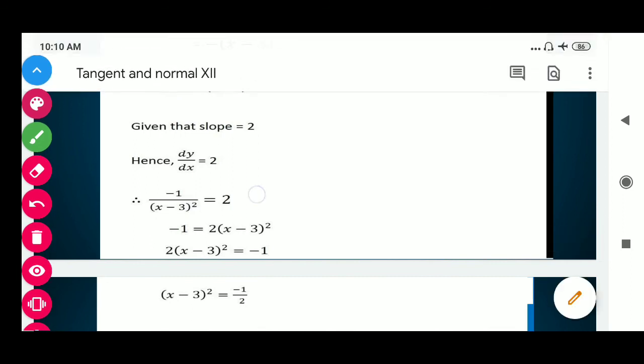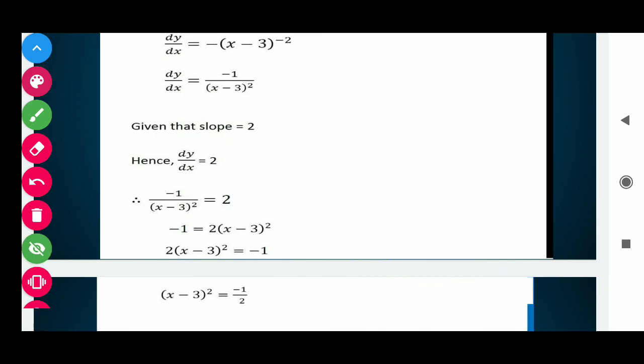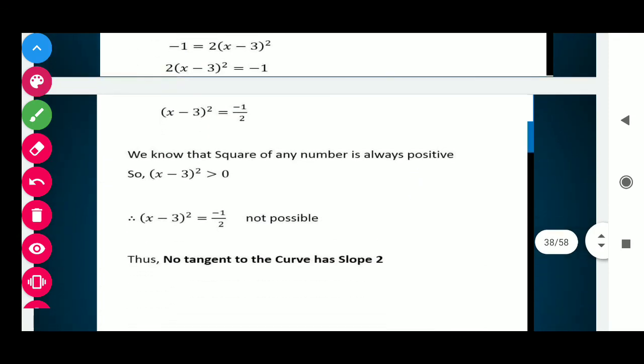By cross multiplying, we get the result: (x minus 3) whole squared equals minus 1 by 2. Now students, you can see here that (x minus 3) whole squared is a square quantity, which must be positive, but this is equal to minus 1 by 2. But that doesn't hold, left hand side equal to right hand side, because the left hand side gives all the values that are positive and on the right hand side all the values are negative. Minus 1 by 2 indicates that. So in this way, this result is not possible. Thus, no tangent to the curve has slope 2.